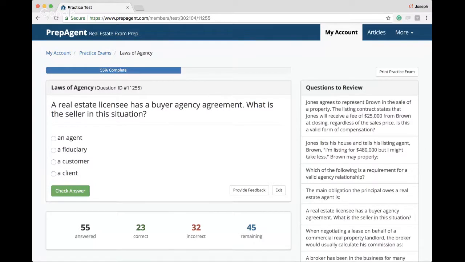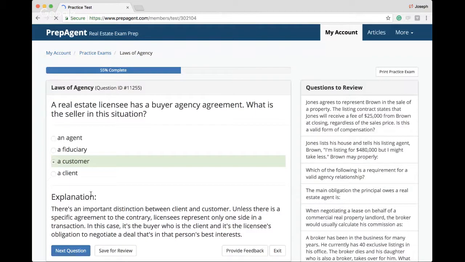Okay, a real estate licensee has a buyer agency agreement. What is the seller in this situation? A, an agent, B, a fiduciary, C, a customer, D, a client. Okay, and the answer is C, a customer. So remember, the agency relationship is with the buyer, not with the seller.